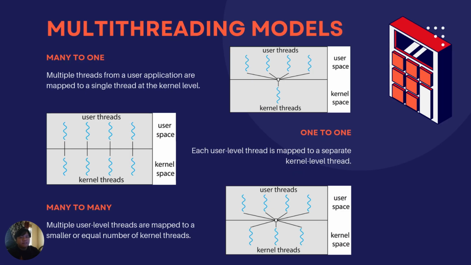And multi-threading has a lot of models. We can talk about many to one: multiple threads from a user application are mapped to a single thread at the kernel level. So there are multiple threads, but they are processed by only one thread. One to one: each user level thread is mapped to a separate kernel level thread, so each thread has its own thread in the kernel. Many to many: multiple user level threads are mapped to a smaller or equal number of kernel threads, which process these threads at the same time.